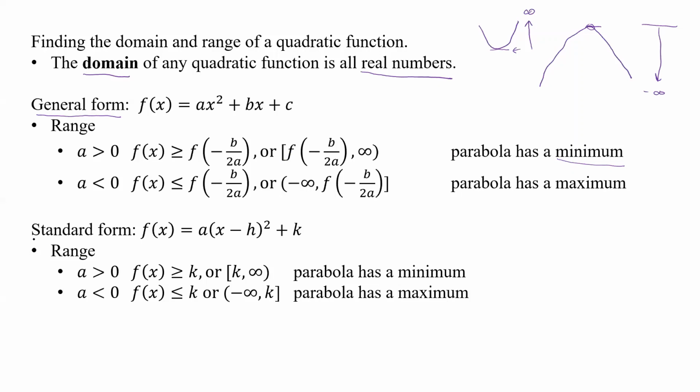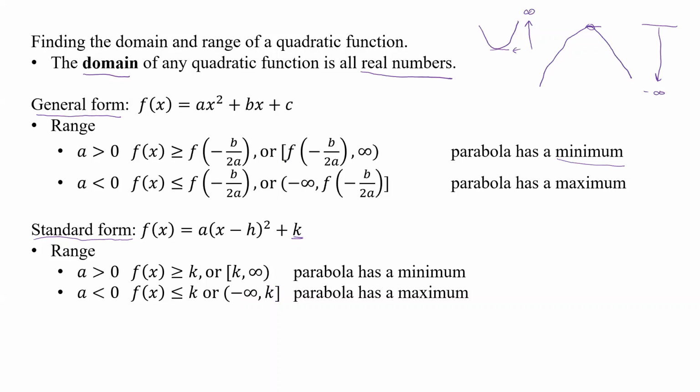If you have standard form, it's a lot easier to think about because you should already have it in this format here. And so really, we just have to look at what is that k value. So when we have a greater than 0, we know it's a minimum. So it's going to go from that k value, whatever it is, up to positive infinity. And if it's less than 0, well, then it's going to go from negative infinity up to that k value, and then it's going to be the bracket.